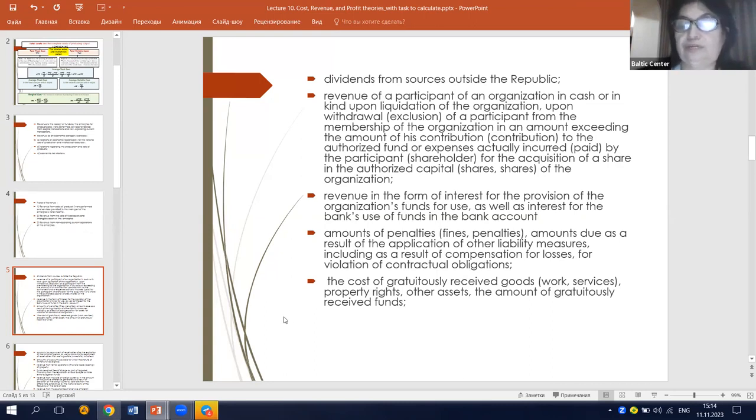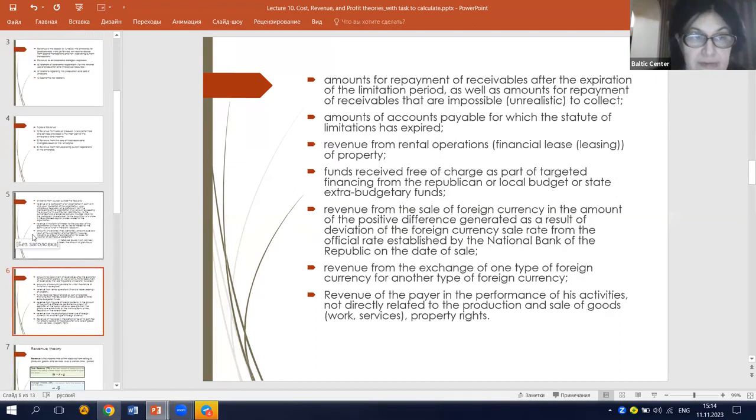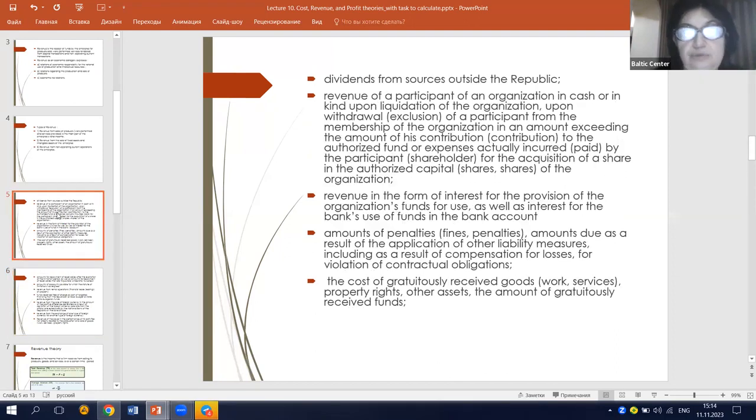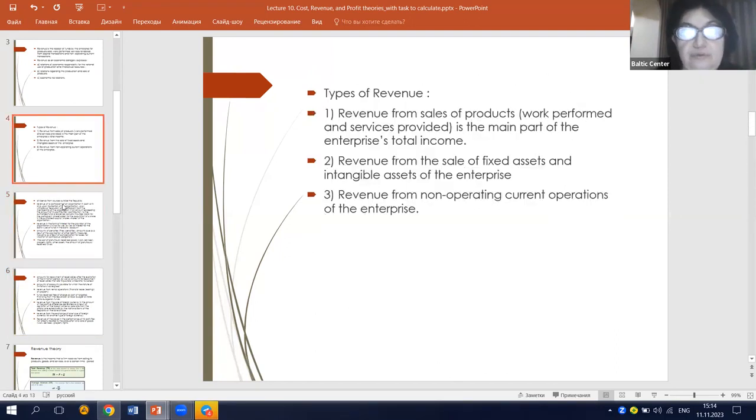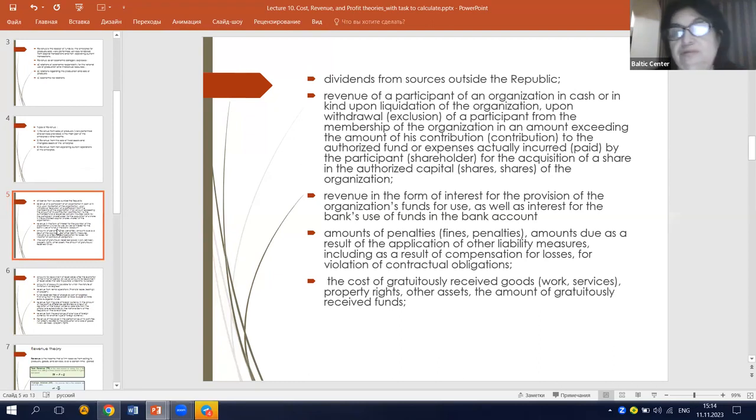The cost of gratuitously received goods, works, services, property rights, other assets, as the amount of gratuitously received funds. They are all types of revenues, but as I told you, these are revenues that are not realized, not revenues that are not implemented.